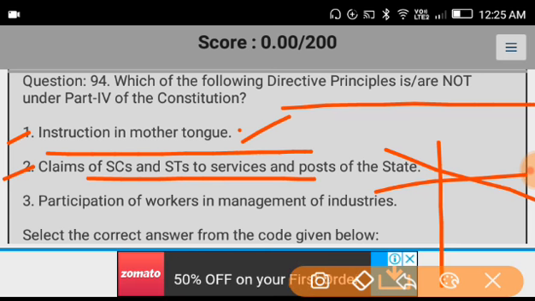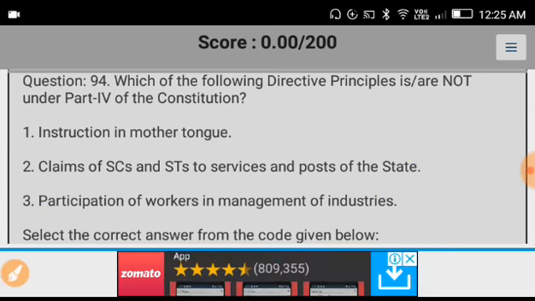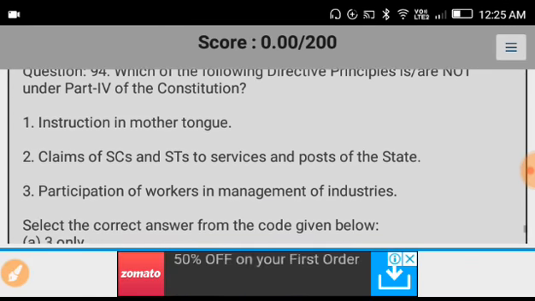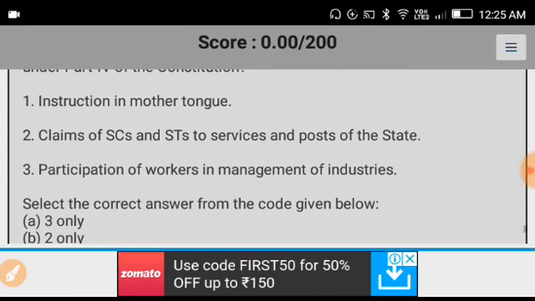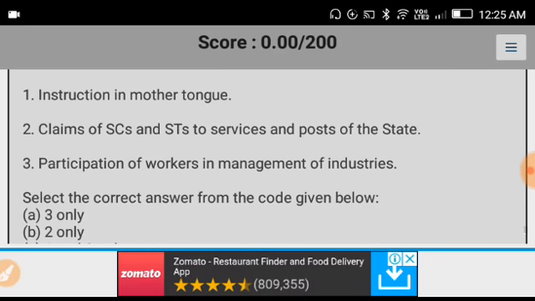Now 3, participation of workers in management of industry. Yes, it is correct. So mainly 1 and 2 are not part of Part 4. The following directive principles, 1 and 2, are not part of Part 4.